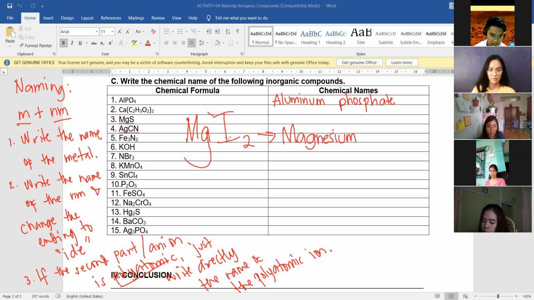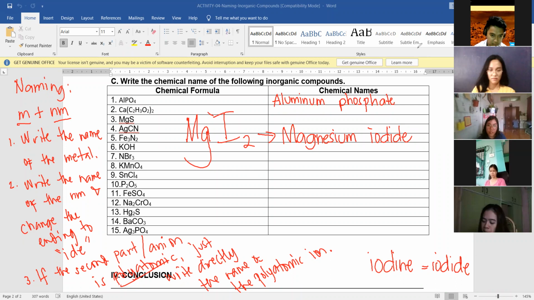Then, this one is a single element only, so it is not a polyatomic ion. So we follow number 2. We name the non-metal but change its ending to IDE. This is iodine, so when we change the ending to IDE, it will be called iodide. So we put iodide here. The correct answer for MgI2 is magnesium iodide. Are we going to use prefixes here? No, we are not going to use the prefixes.